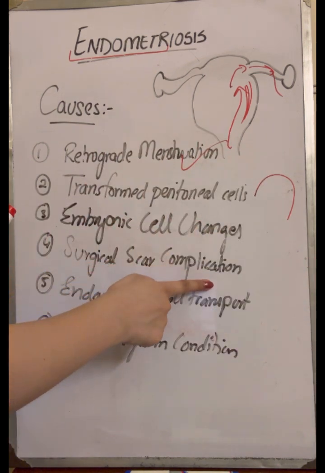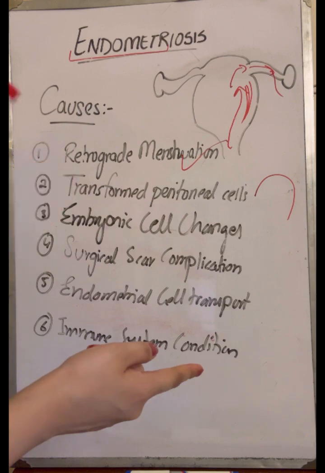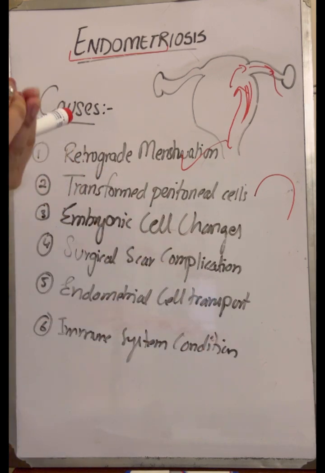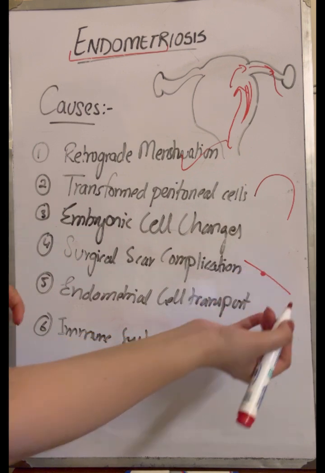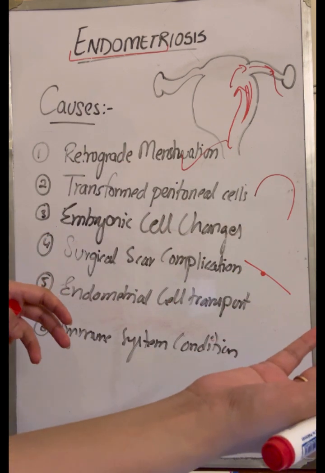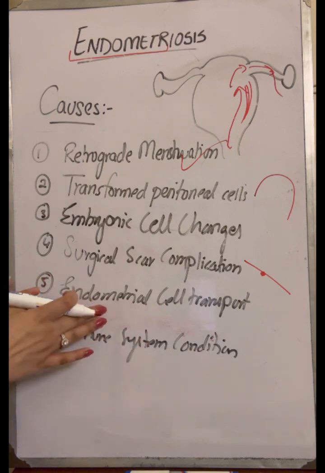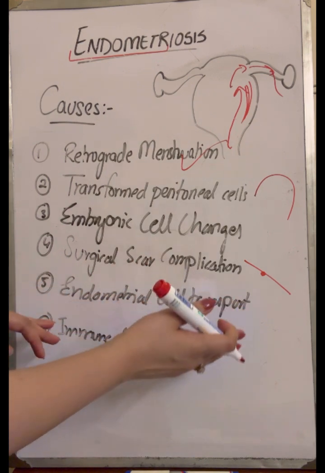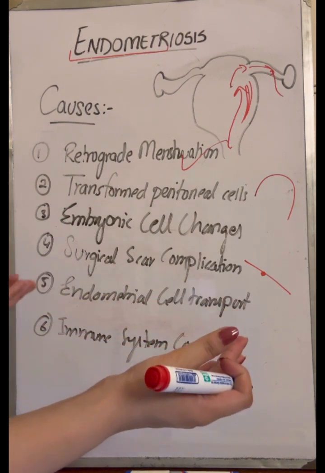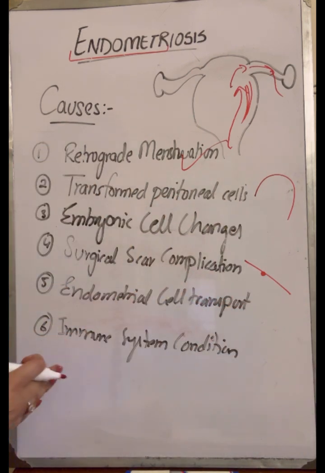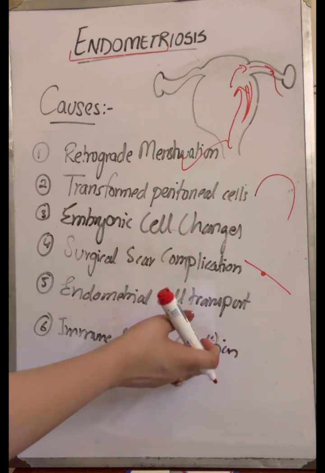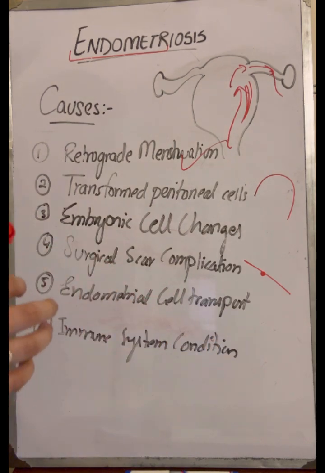Surgical scar complication. Endometrial cells may attach to the scar tissue, which is basically whenever a C-section occurs, there is a cut, right? So if endometrial cells attach to that scar tissue, in a later stage of life they will form endometriosis. Endometrial cell transport. The blood vessels or tissue fluid system may move the endometrial cells to other parts of the body. This is how endometriosis occurs. Immune system conditions, because of which they might develop endometriosis.